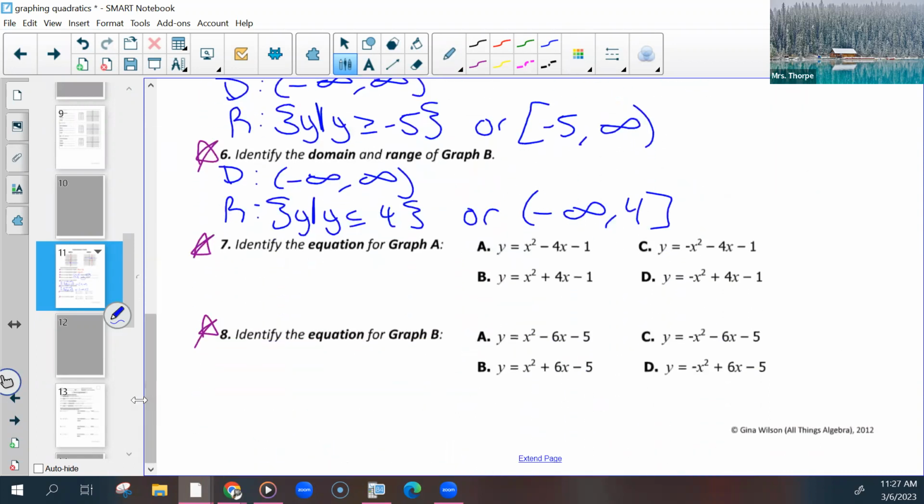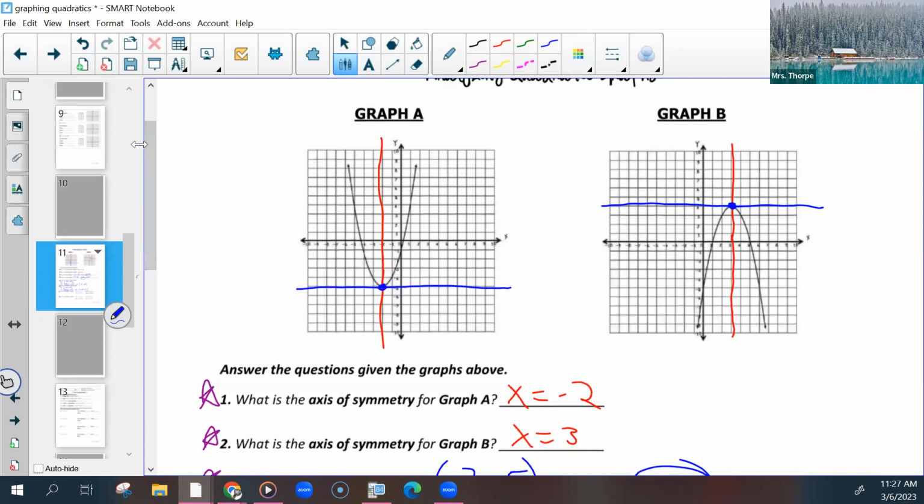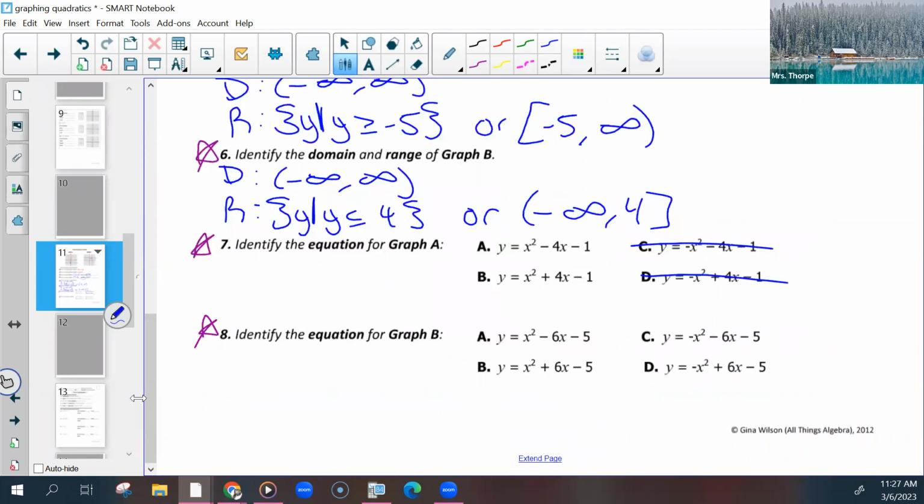So anything that's negative for graph A, we can get rid of. We'll come back and choose which one in a second. For graph B, if it faces down, is your A value going to be positive or negative? Negative. So we can get rid of the positive ones. And then to figure out which one, you could do axis of symmetry, you could put it into the calculator, graph it. I'm just gonna graph it.